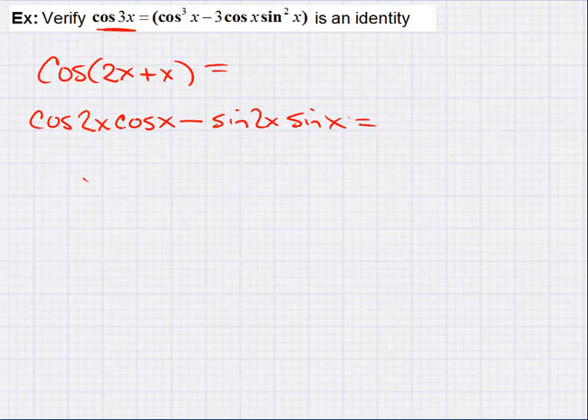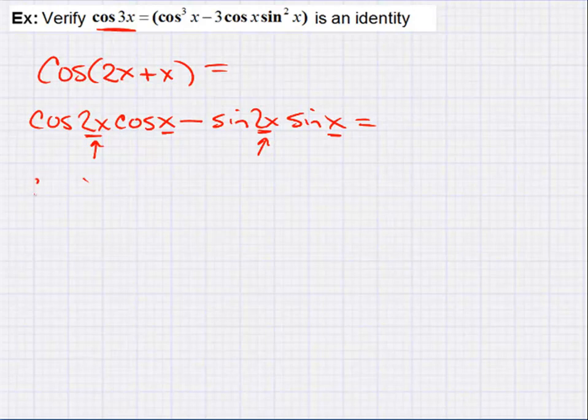Alright, now what do I have? If you look at what's happening, the thing inside these functions is slowly starting to get smaller and smaller. It's no longer 3x, now we have 2x and x. So now what I want to do is take these 2x's and bring them down to just an x. How? These are double angles, and we can use a double angle identity.